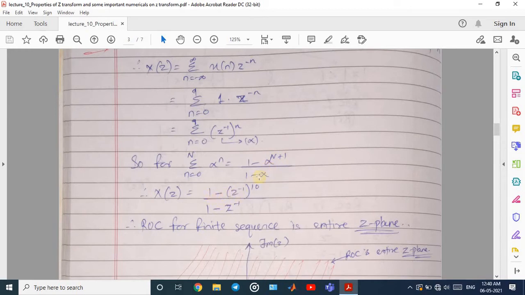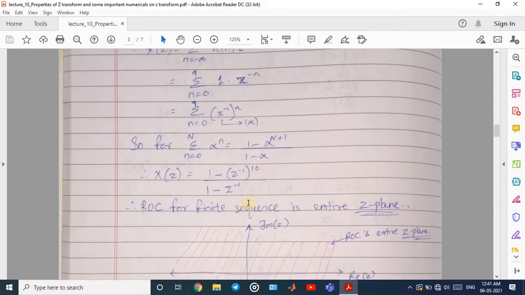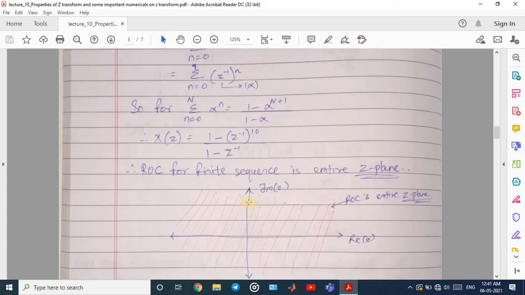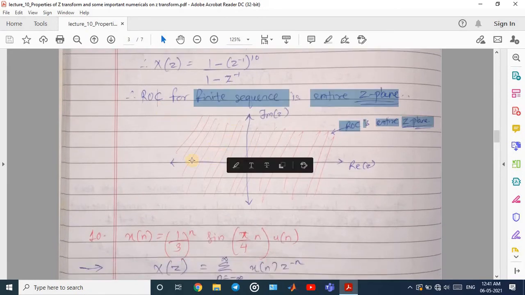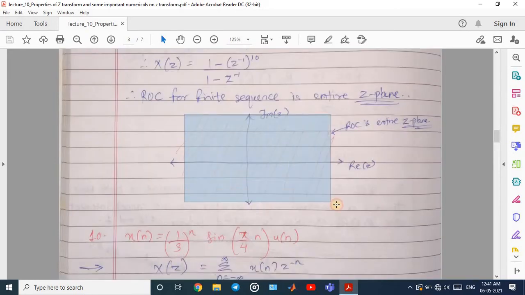So 1 minus the value of alpha, which is z inverse, to the power n plus 1, which is 9 plus 1 equals 10. Again in the denominator 1 minus alpha is z inverse. As we know that this is a finite sequence, the entire z plane is the ROC. So for finite sequences the ROC is the entire z plane. You can see this is the diagram for ROC. So ROC is the entire z plane. This was a simple problem.